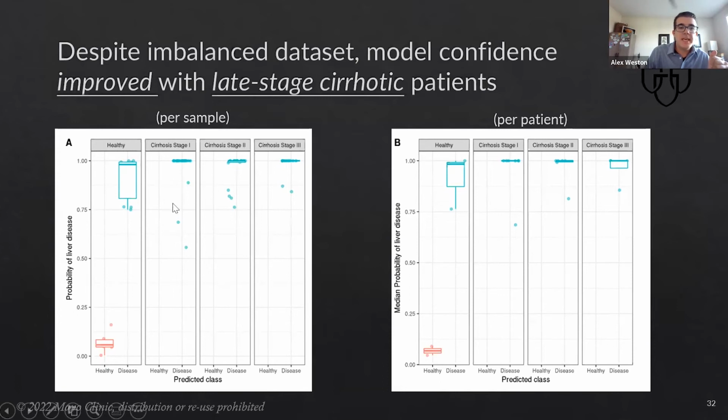And so what we're seeing is that our model is increasing in confidence with our cirrhosis stage 3 patients versus stage 2 and 1. And in fact, all of the mistakes that we're seeing in our model are from differentiating healthy controls from cirrhosis stage 1 patients, which is our lowest stage of disease. And often these stage 1 patients are functionally asymptomatic. So it's often very difficult to tell even that they have cirrhosis.